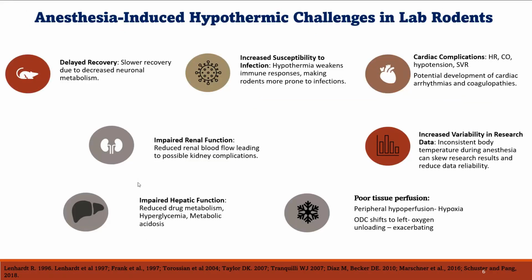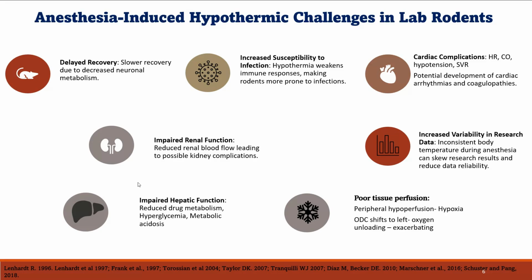So here is the list of adverse pathophysiological effects which are usually observed in laboratory rodents. Before I talk individually about these effects, the most important thing to understand is that the degree of these pathophysiological effects depends majorly on three factors. First is the severity of animal hypothermia, second is anesthesia duration, and third, whether or not thermal support was provided to the animal and when it was provided. Was it provided only during maintenance, or was it provided at the induction period as well?